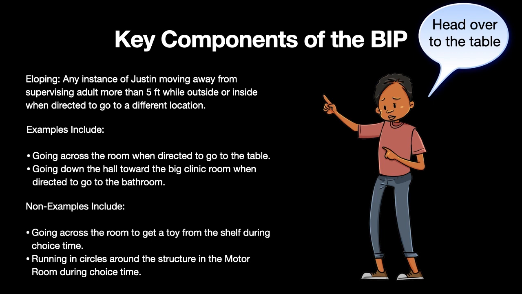This definition is clear in that eloping only occurs when James is farther than 5 feet away from the adult and he has been directed to go somewhere else. If both of these conditions aren't present, then James did not elope.